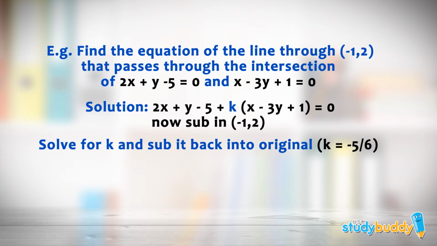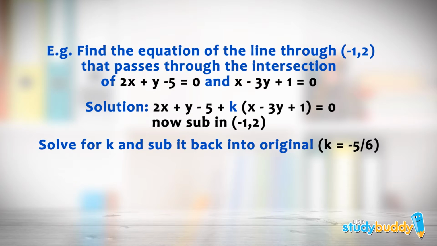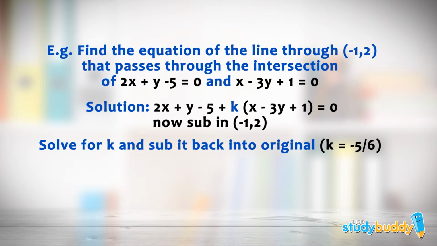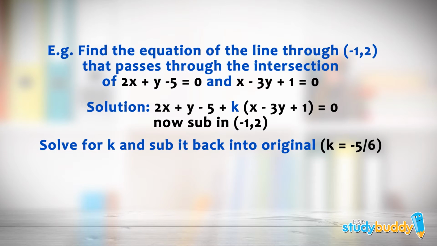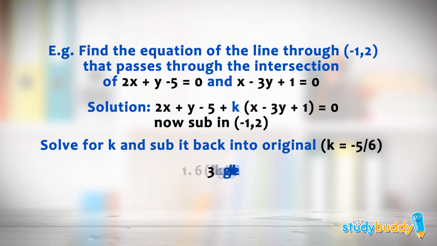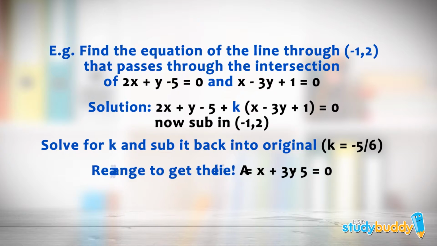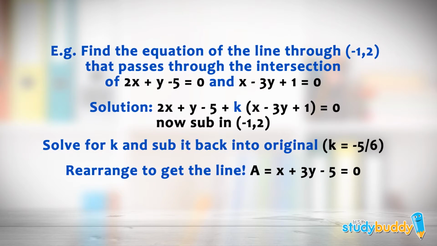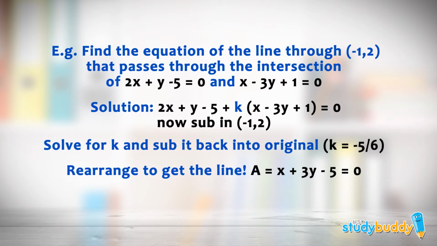We now take this back to the original equation, leaving the x and y as variables and adding that in. Upon adding in k, we expand the brackets, collect our like terms, and rearrange it in terms of x and y, and we get the equation of the line. So have a go rearranging this for yourself. It's quite a useful method.